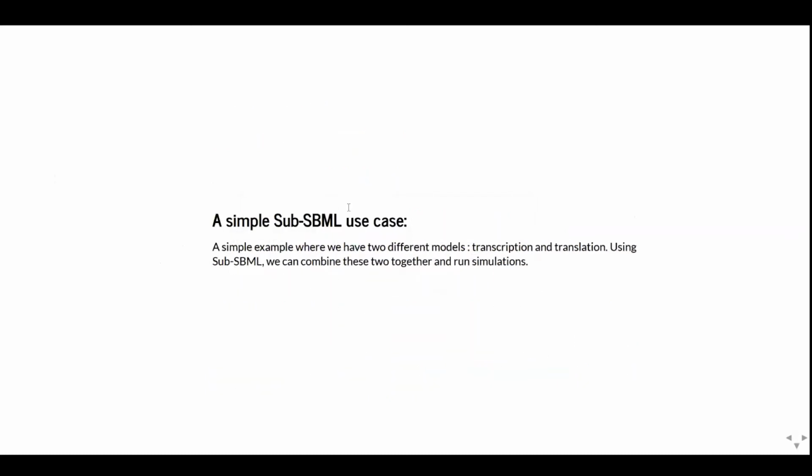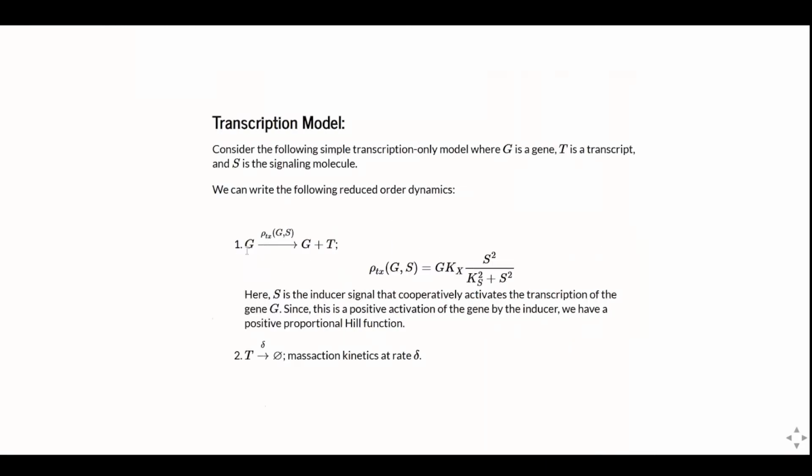So let's go through a simple Sub-SBML use case where we combine two different models. We will have a model of transcription and another model of translation. If put together, starting with some initial concentration of the gene, we would have protein output. But if put in separate compartments, just as a hypothetical scenario, we would not have the protein output produced unless we combine them together correctly. And we will demonstrate that using Sub-SBML.